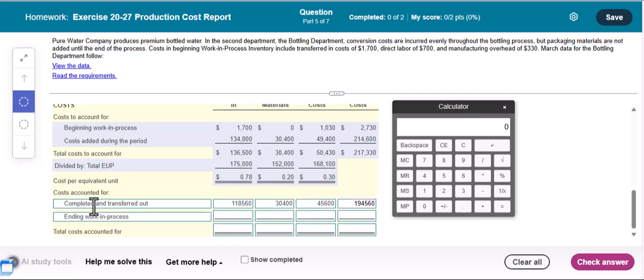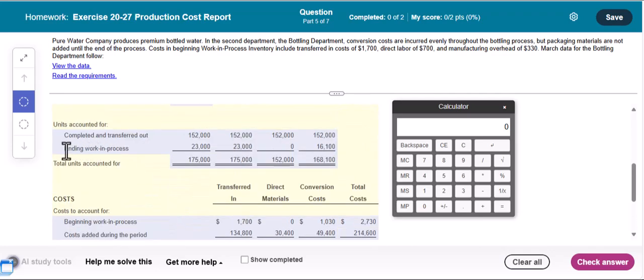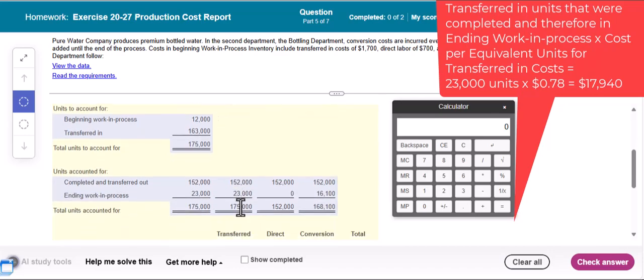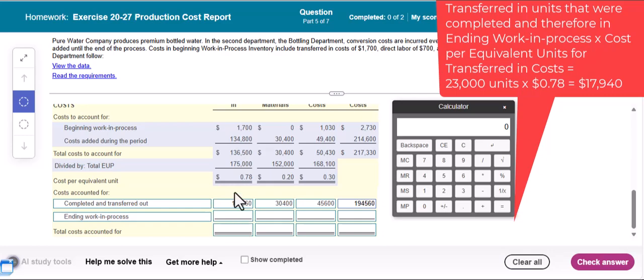Then for the costs accounted for the ending work in process, we're going to rinse and repeat what we just did, but instead for the ending work in process units up above. So units accounted for, ending work in process, and make sure we're looking at transferred in, which is what we're working on first. That's 23,000, multiplied by that 0.78. So 23,000 times 78 cents gives us 17,940.